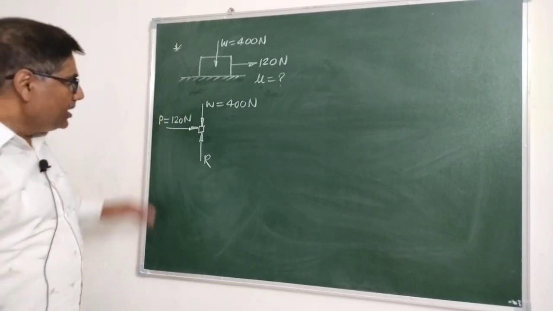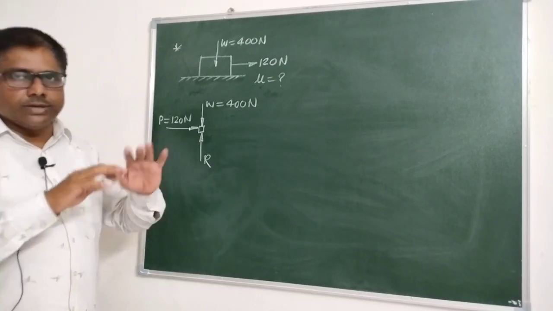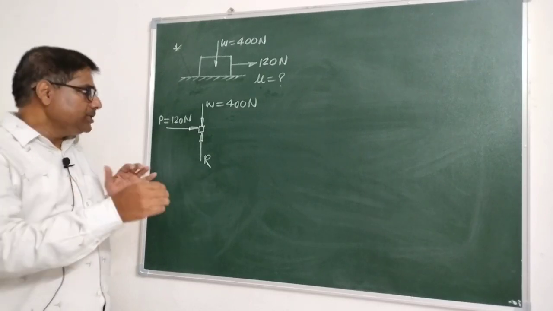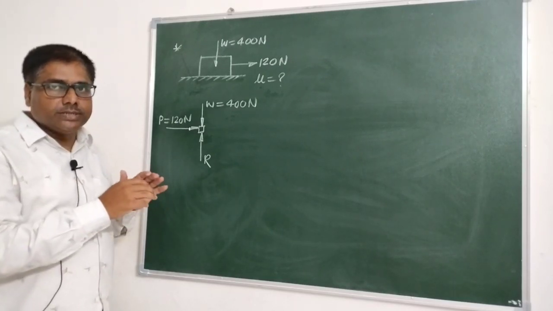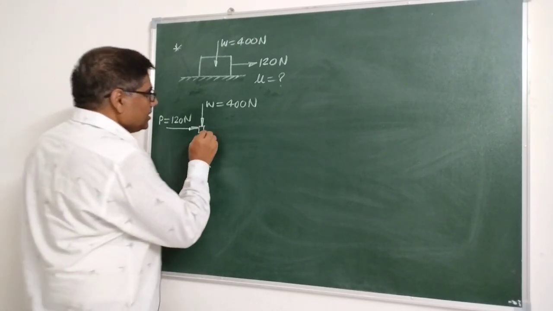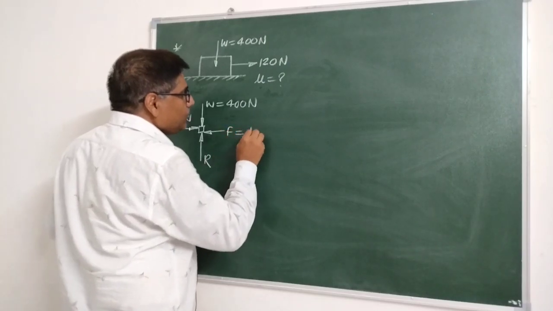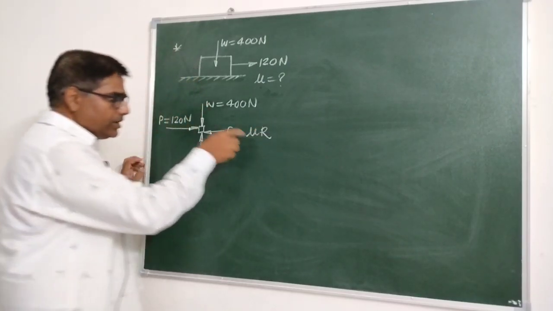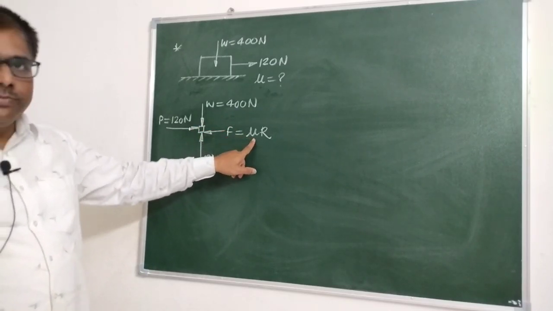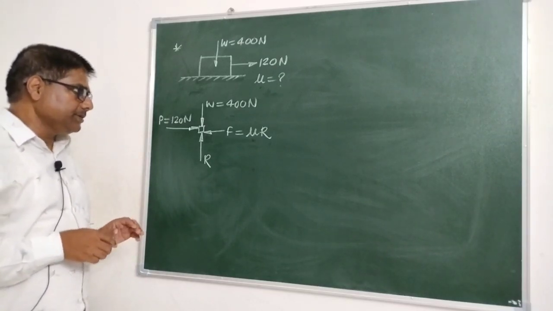Now, as we know, whenever we apply force on any object which is resting on horizontal or inclined surface, there will be frictional force, opposition to the motion. Frictional force opposes the motion of body. Therefore, here we will have frictional force, and it is equal to mu into R. This is the limiting value of frictional force, and it is equal to mu into R. Mu is coefficient of friction and R is normal reaction.